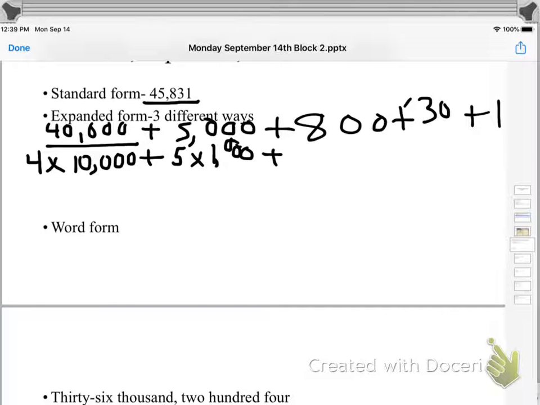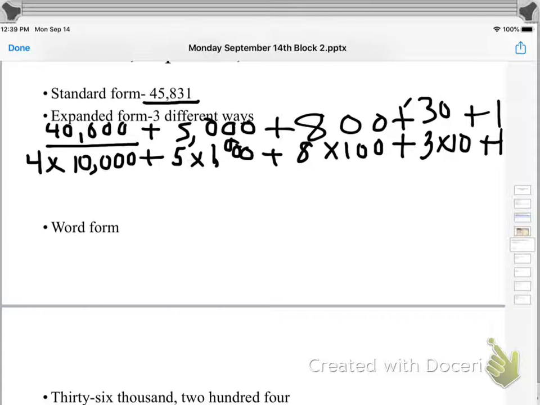Then plus, and then we could call this 800, 8 times 100, plus this 30 could be 3 times 10, and then we have just plus 1. That's another way to show expanded form.